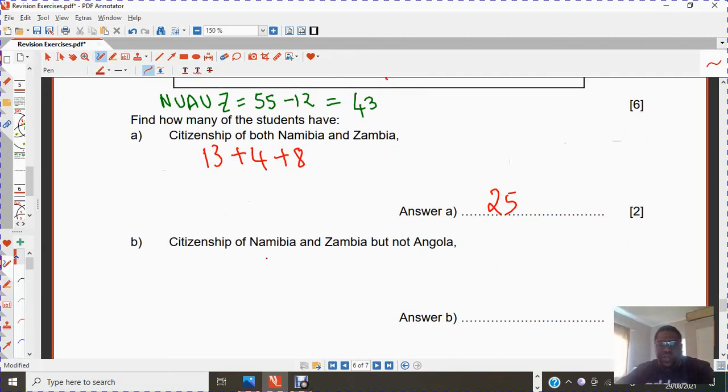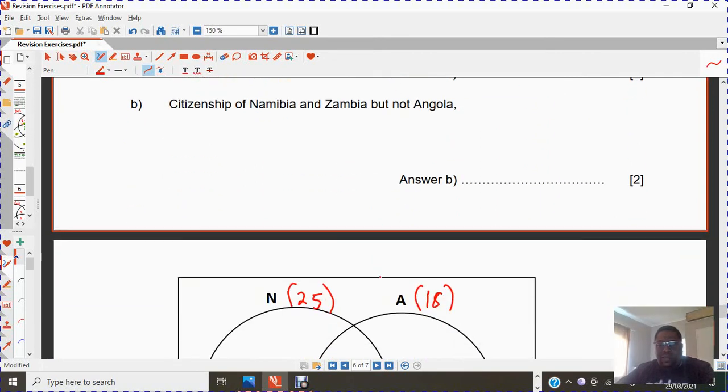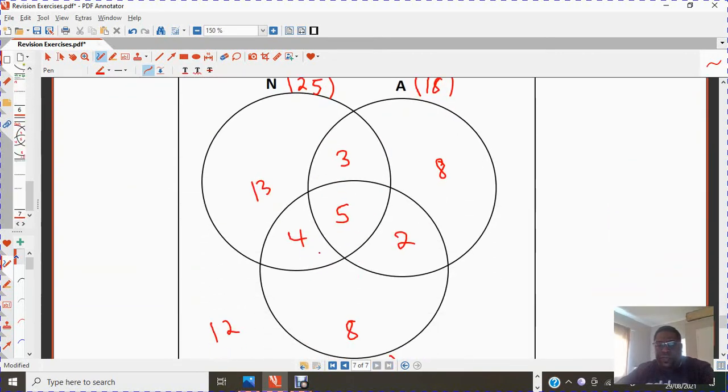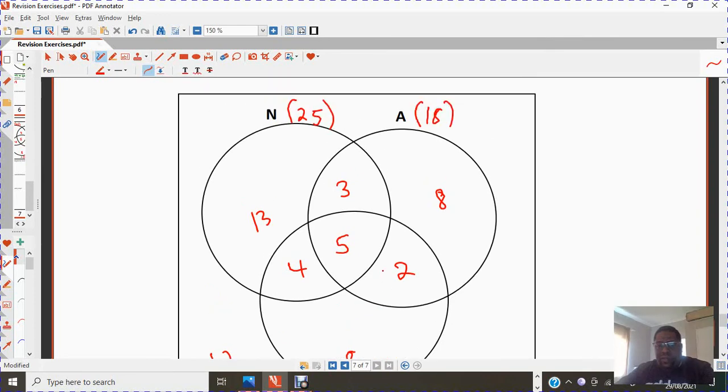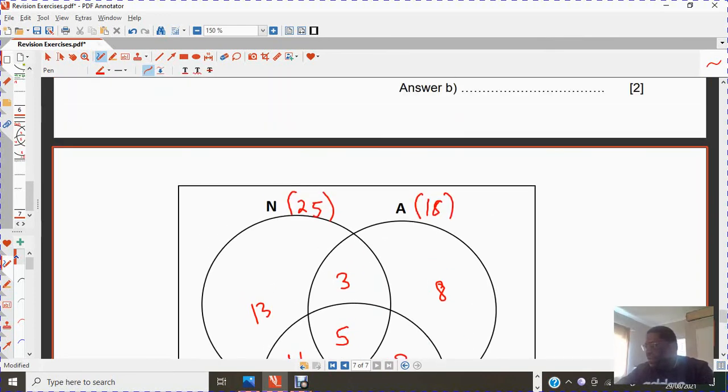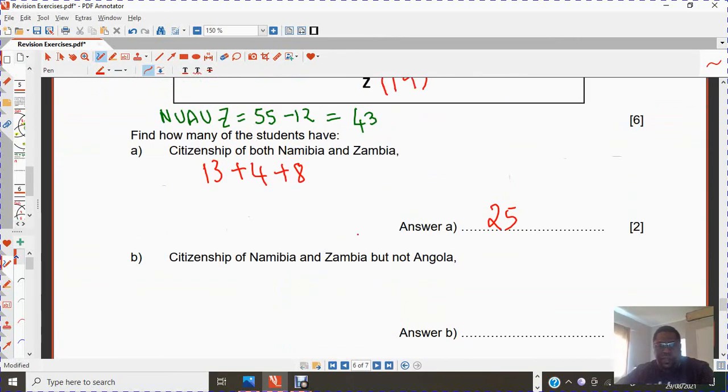And citizens of Namibia and Zambia, but not Angola. So Namibia and Zambia, but not Angola. Let me just make sure that we have that. The first question that we have here, this one here, 13 plus 4 plus 8. This is the answer that we are looking for.